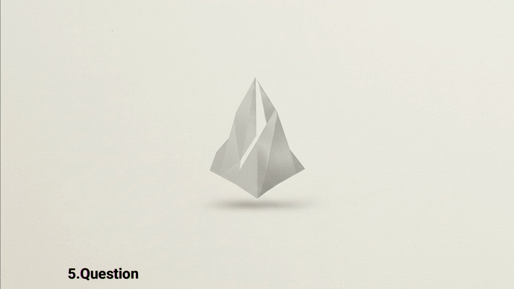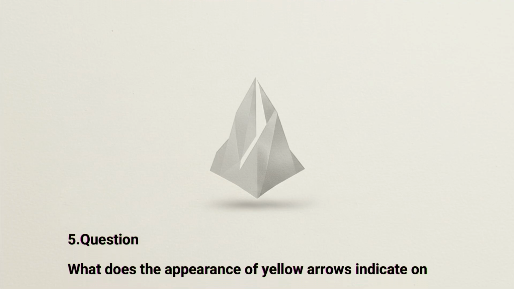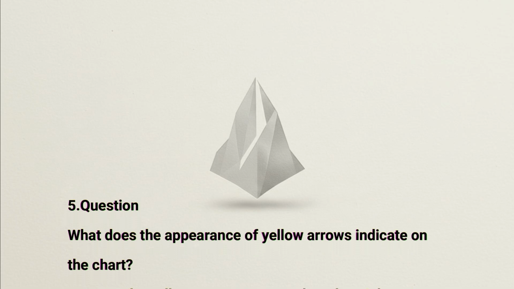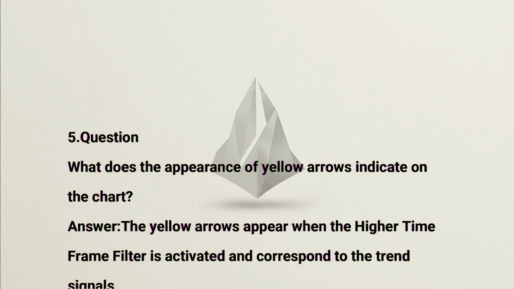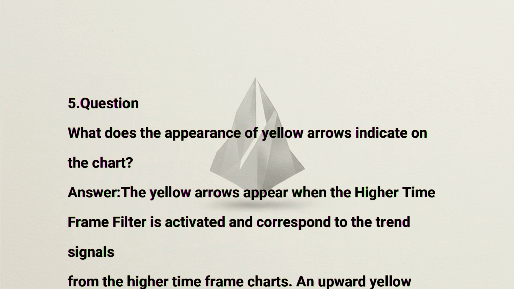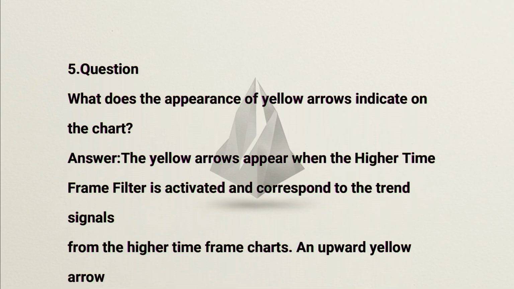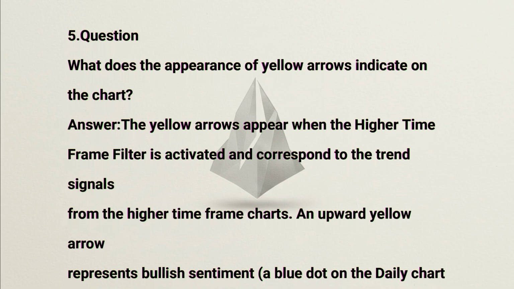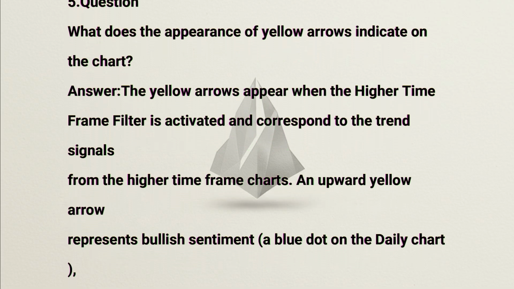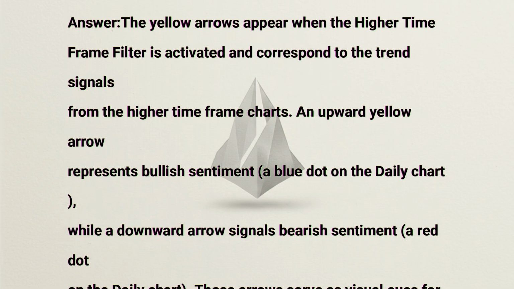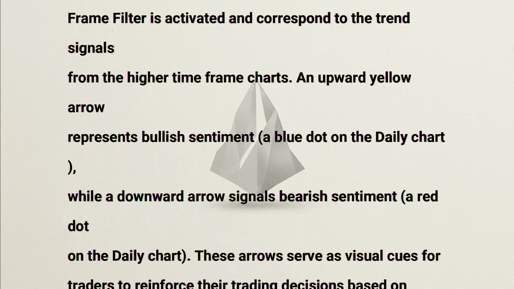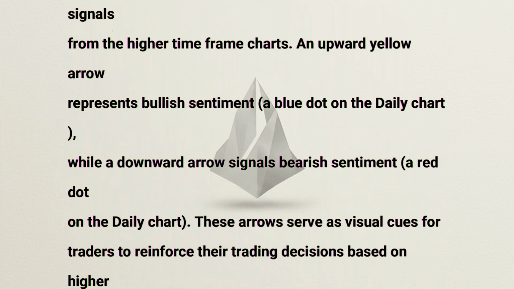5. Question: what does the appearance of yellow arrows indicate on the chart? Answer: the yellow arrows appear when the higher time frame filter is activated and correspond to the trend signals from the higher time frame charts. An upward yellow arrow represents bullish sentiment, a blue dot on the daily chart, while a downward arrow signals bearish sentiment, a red dot on the daily chart.